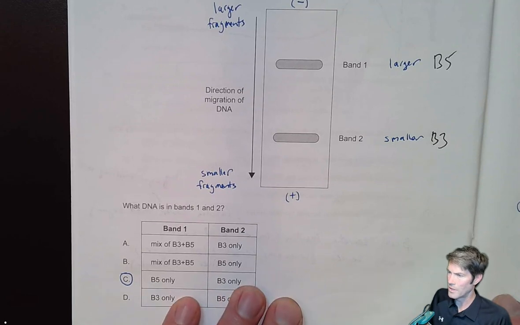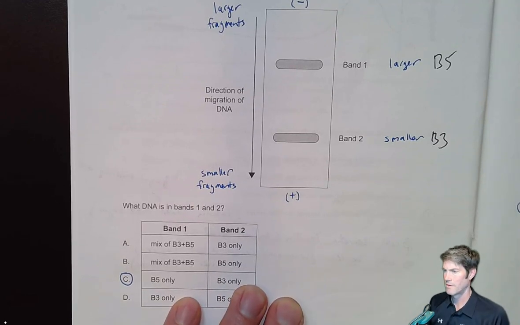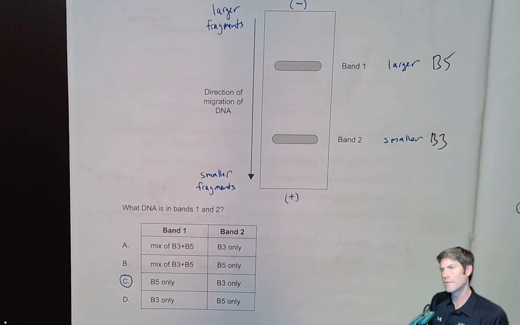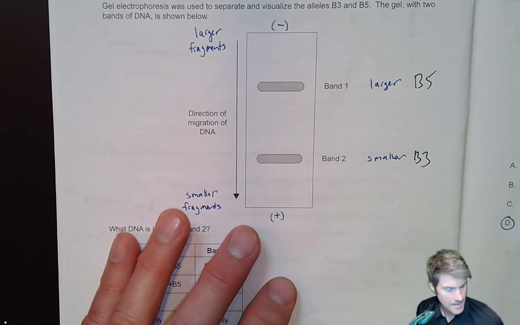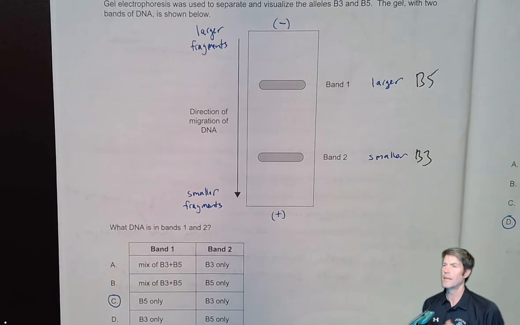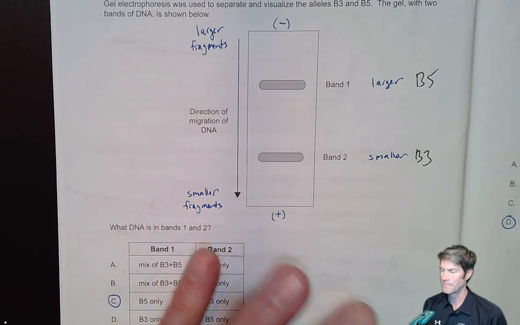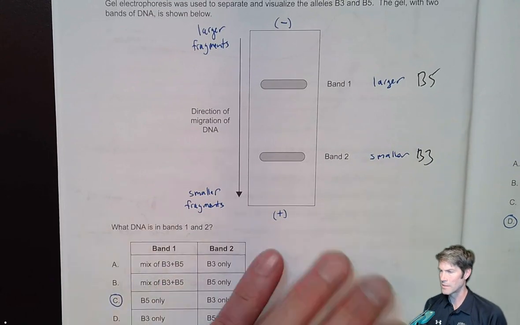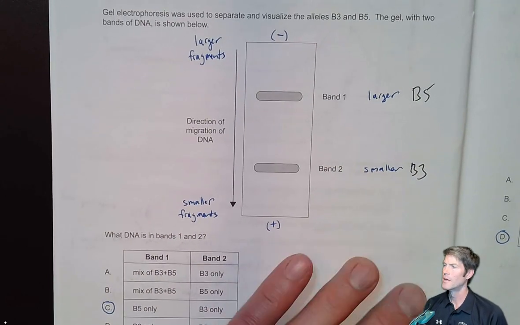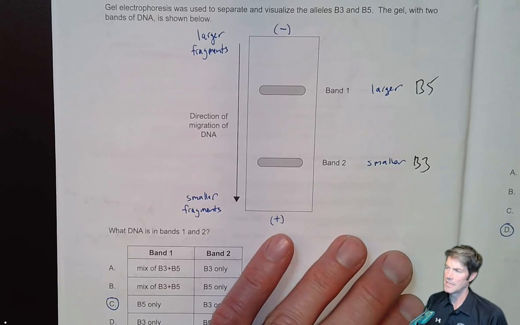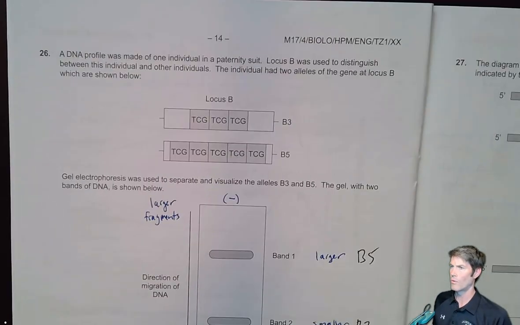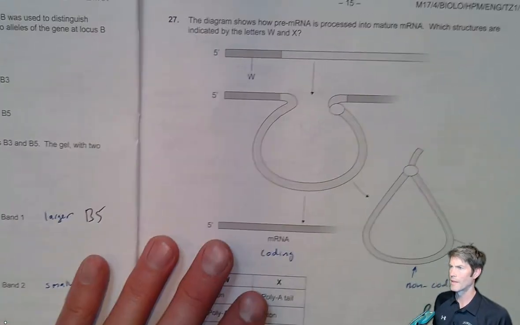Band 2 is only going to be B3. Remember, it's not going to be a mix because gel electrophoresis is the whole point. The whole idea of it. Now, you guys have done it twice, I think. At least twice. 3 times, maybe. Some of you. It separates by size. That's the whole idea of it.